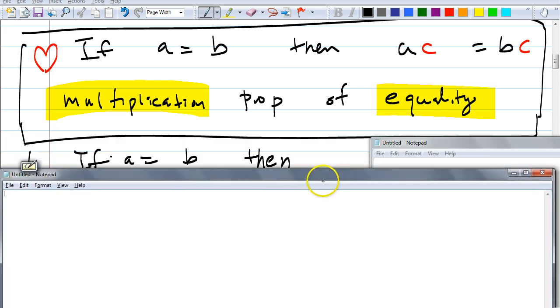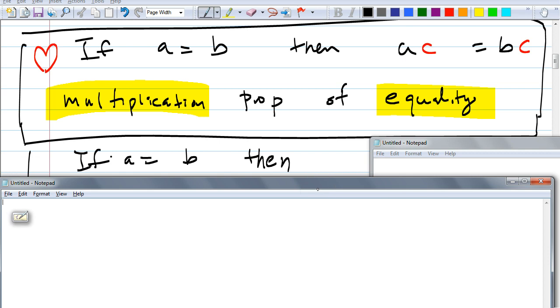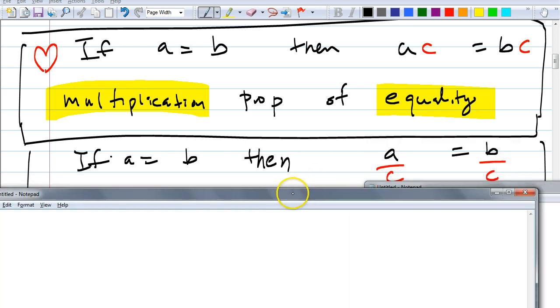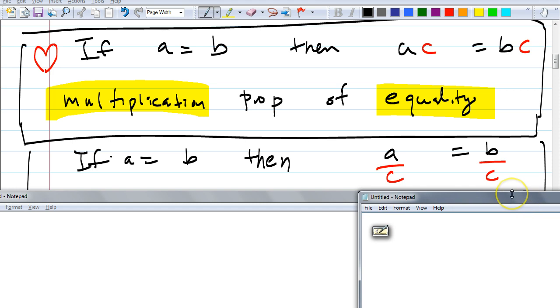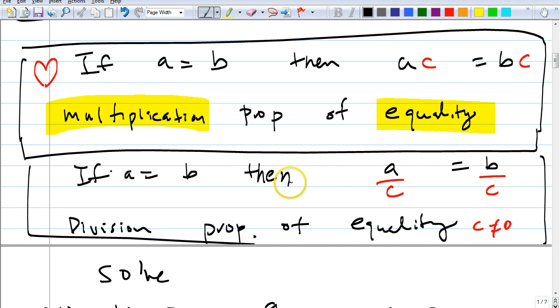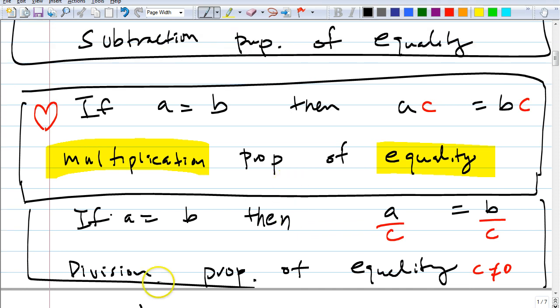So if I have a equals b, then anybody want to say how you would read it? Michael? A divided by c. Yeah, b divided by c. Exactly. I wrote it as a fraction: a over c is equal to b over c. Of course, c cannot be what? Zero. Okay, you all know that. And of course, Brandon said it. The answer is called the division property of equality.